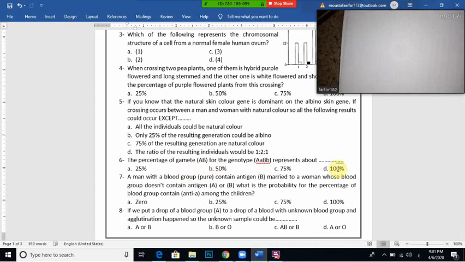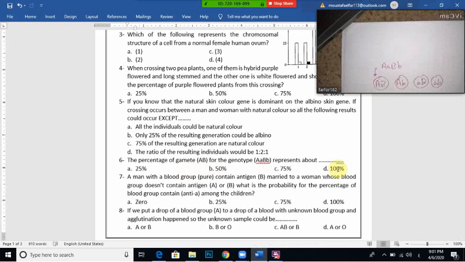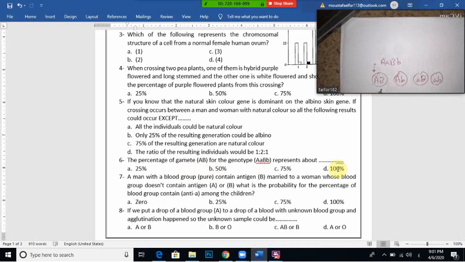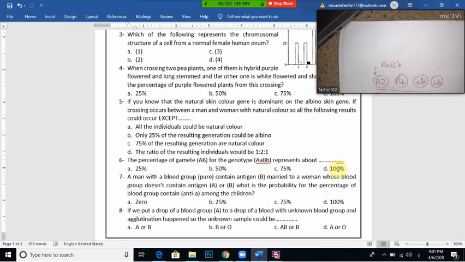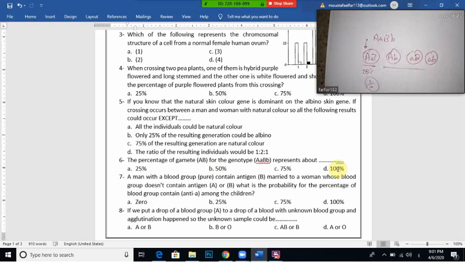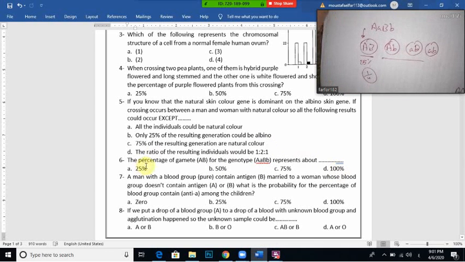The individual which carries the genotype A capital A small, B capital B small could produce four types of gametes: A capital B capital, A capital B small, A small B capital, A small B small. So the gamete which carries the genetic structure A capital B capital represents 25% of the resulting gametes, 1 over 4. Okay, so the answer will be 25%.